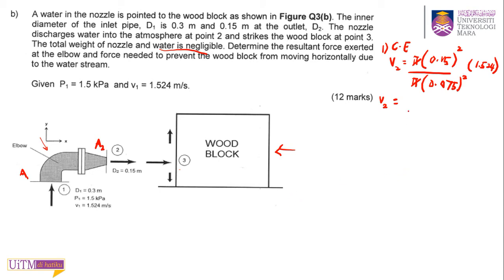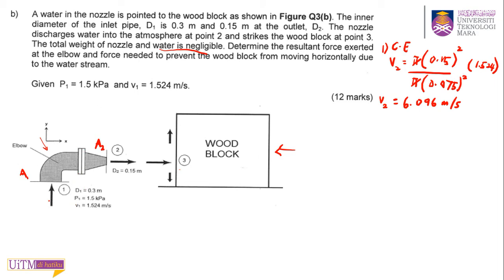Apa nilai V2? Ada yang kira? 6.096 meter per second. Okay, that's one. So you get your V2. Alright, so you will use that V when you want to write your linear momentum equation kan.